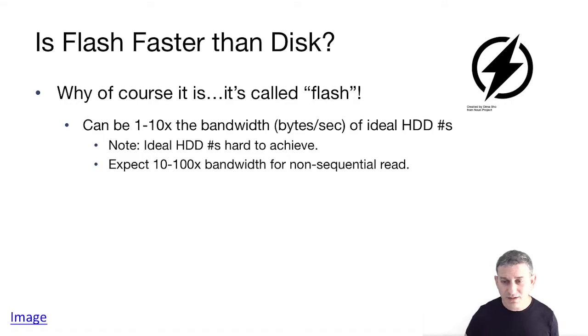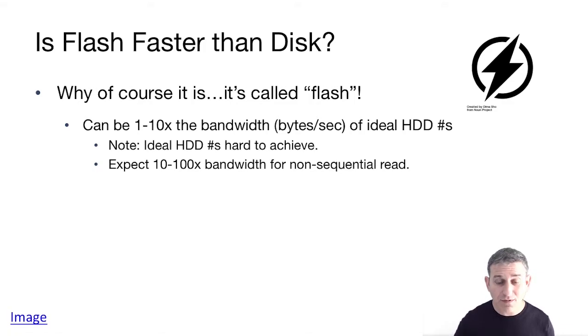Now, is flash faster than disk? Well, of course. It's called flash for a reason. It's fast. It can be up to about 10 times the bandwidth of an ideal hard disk. And don't forget, an ideal hard disk is probably not ideal. When you look at the manufacturer's spec sheet for a hard disk drive online, they're giving you a very optimistic view of how much bandwidth they can do. And so you can expect for ideal bandwidth to get like a 10x performance benefit from using flash over disk.